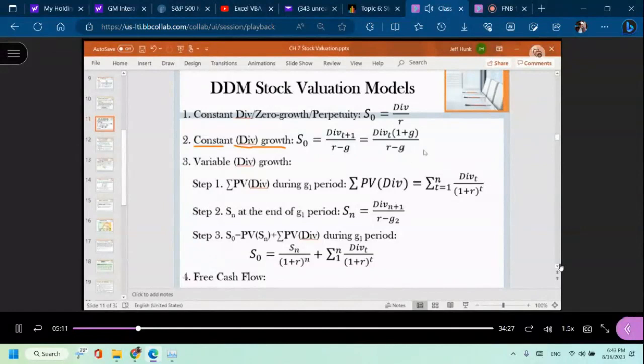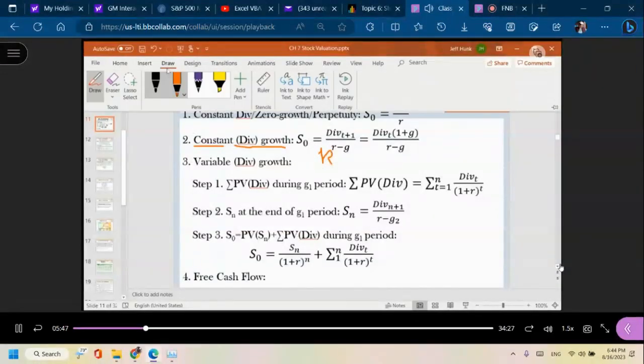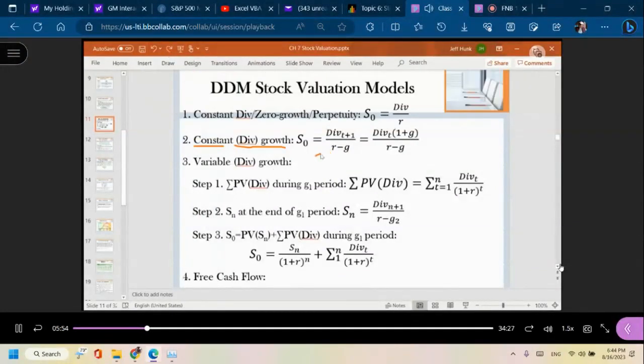Also, the next question is why the denominator looks like this, and that's what we talked about in our last video. Through the steps of derivation, we arrived at this result. Of course, sometimes that R is also called K, cost of capital, in this case cost of equity.